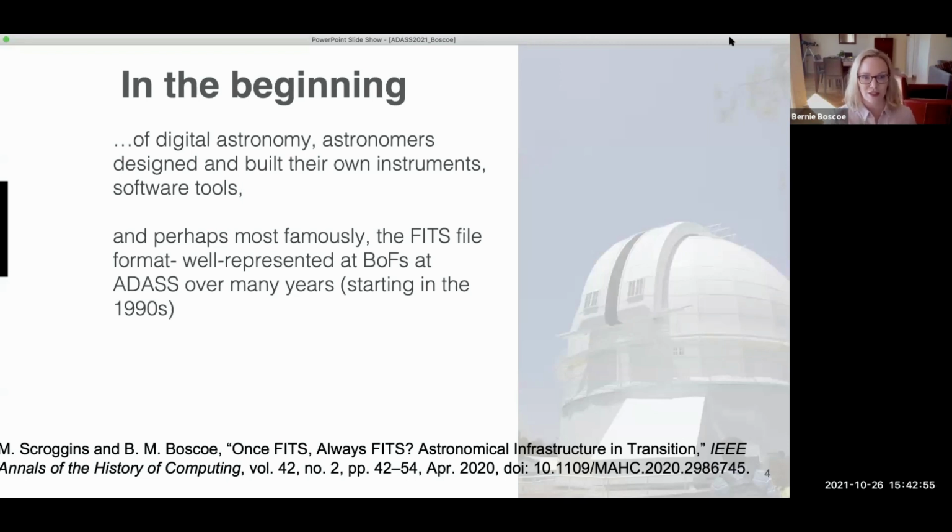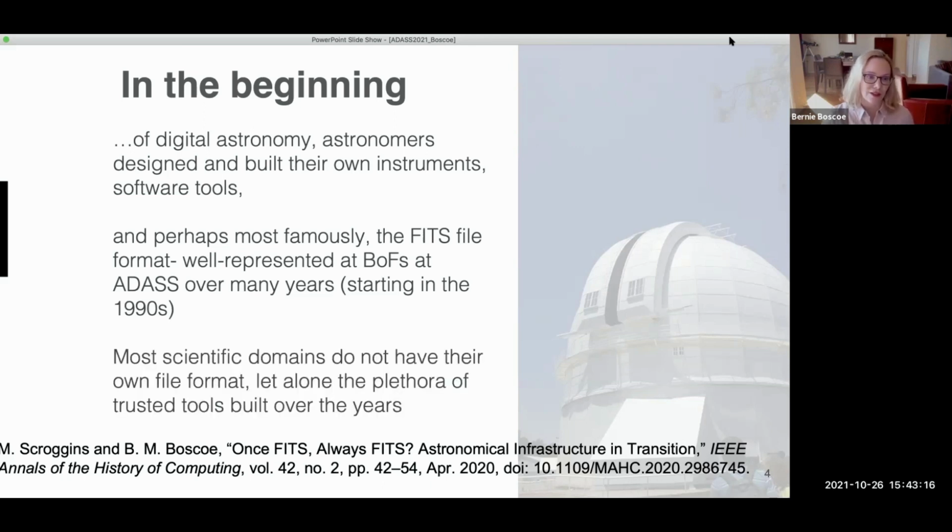And so during these birds of a feather, they would be debating, do we modify FITS? Do we keep it the same? Clearly, we should always have it be backwards compatible. But what does that mean? And what does that look like? And what types of issues are we addressing in the FITS file format?